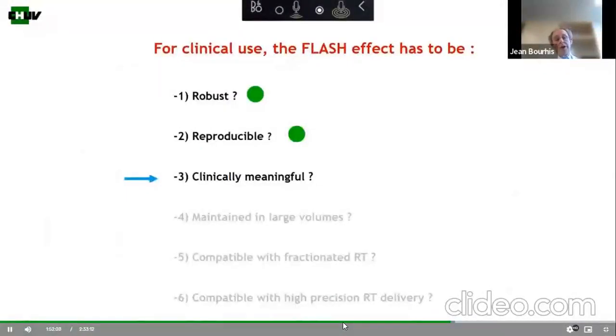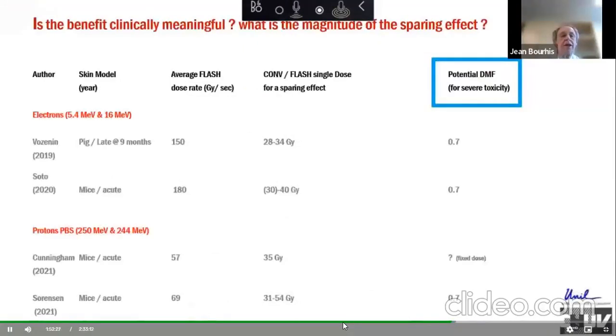So reproducible, we can say yes, although we don't know exactly which parameters are important. And then the next question is, all this, is it clinically meaningful? And here, it's important to see what is the magnitude of the benefit of the sparing effect on normal tissues, especially. So I just come back to this skin model.